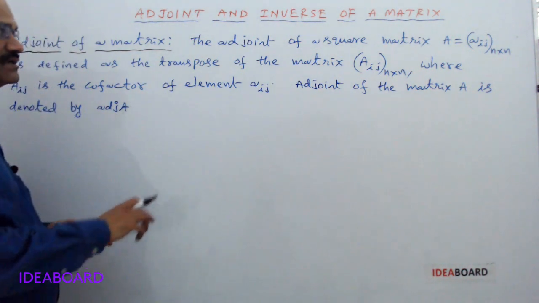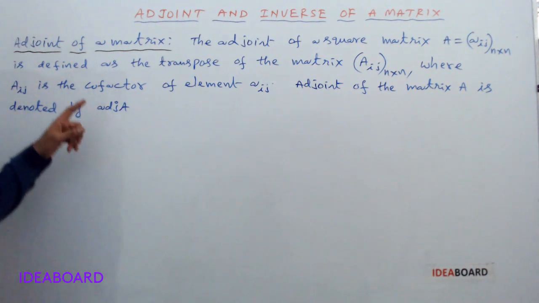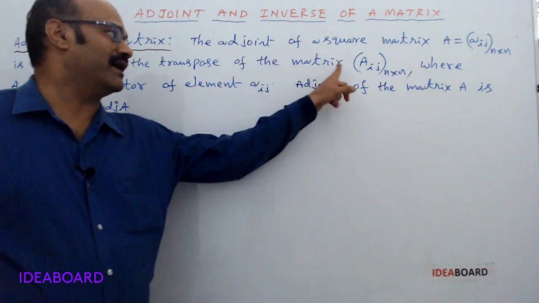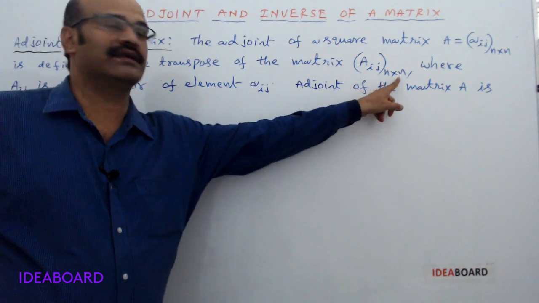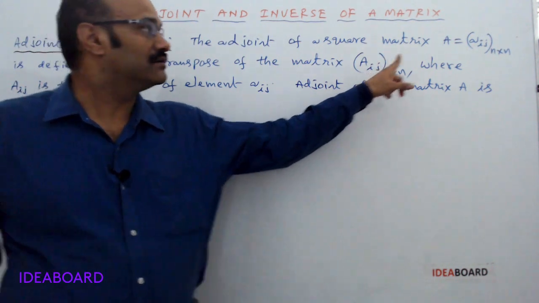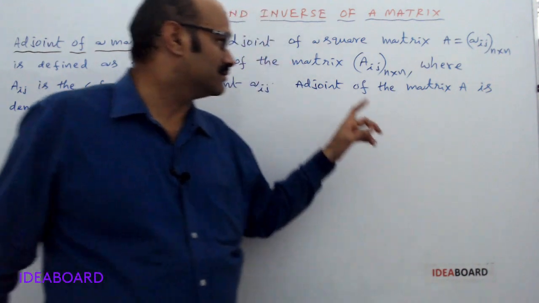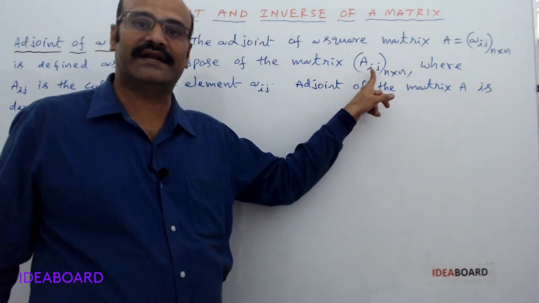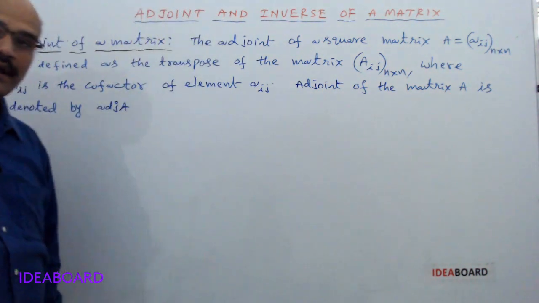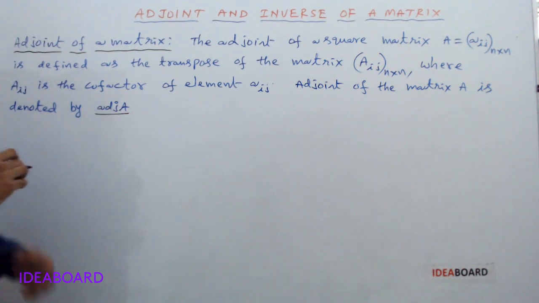Here the definition is: the adjoint of a square matrix A equal to [Aij] n cross n is defined as the transpose of the matrix [Aij] n cross n, where capital Aij is the cofactor of the element small aij. The transpose of this matrix is said to be adjoint of A. Adjoint of the matrix A is always denoted by adj A.